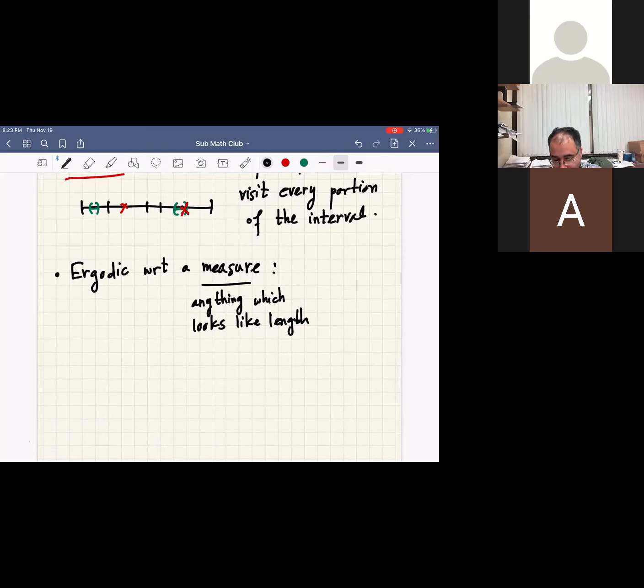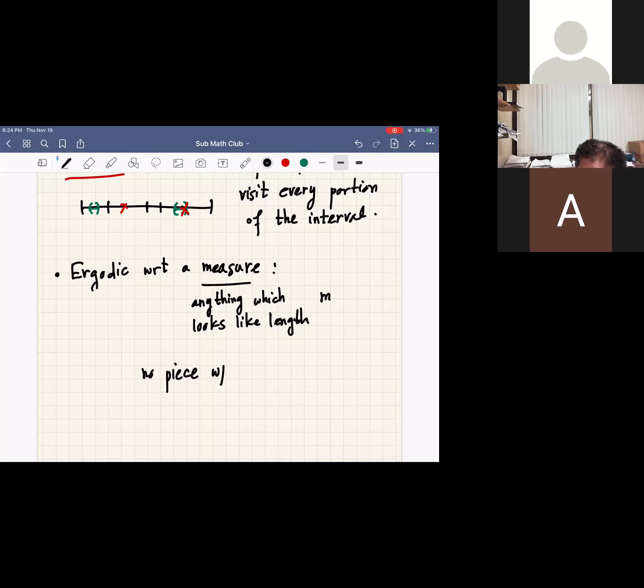And it's not surprising that you can put different measures even on this single interval. And now the ergodic. So let me just write it here. So ergodic, as we said, with respect to a measure. So ergodic with respect to a given measure. We can even give a name to our measure, so let's call it M.